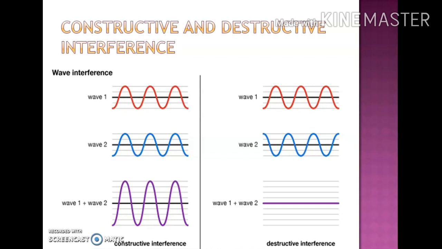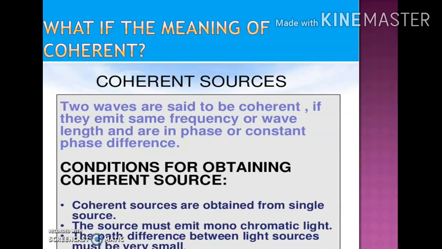And in the second part, wave 1 and wave 2 are superimposing, and the crest of wave 1 is overlapping with the trough of wave 2, and we are getting a resultant wave whose intensity is almost 0. So this type of interference is known as destructive interference.